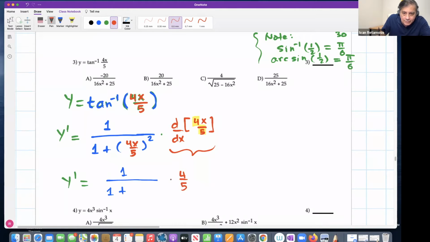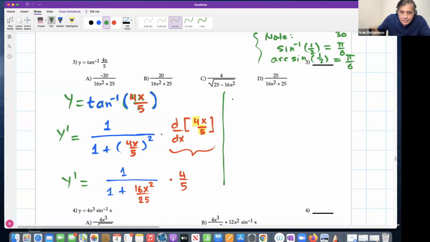We're going to do this carefully. Now, this 4 over 5 must multiply all this. When you square this part, 4x over 5 squared, that's going to be 4 squared, 16, x squared over 5 squared, 25. Very good. Now, carefully, I'm going to do this.